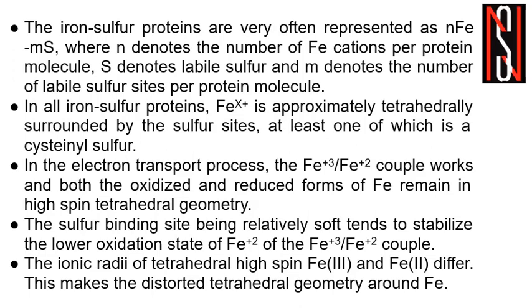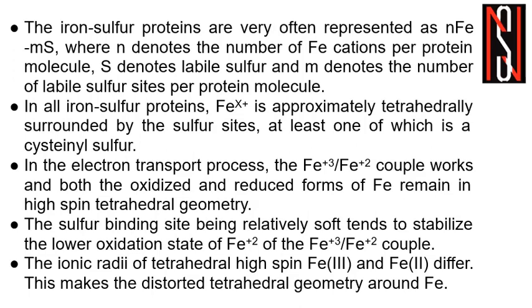In the electron transport process, the Fe3+/Fe2+ couple works, and both the oxidized and reduced forms of iron remain in high spin tetrahedral geometry. See, as the redox reaction we are expecting in these non-heme iron sulfur proteins, the iron will have variable oxidation states, and as the +2 and +3 oxidation states are stable in the case of iron, we get the Fe3+/Fe2+ couple as the working couple. But in both the oxidized and reduced forms, iron remains in high spin tetrahedral geometry.